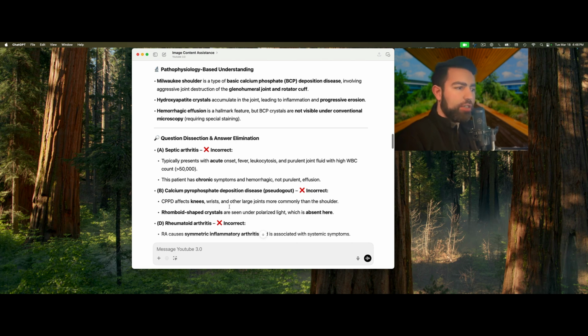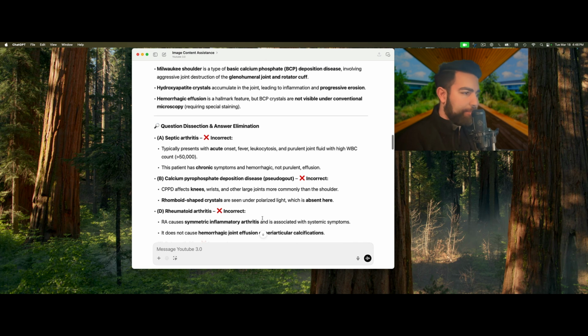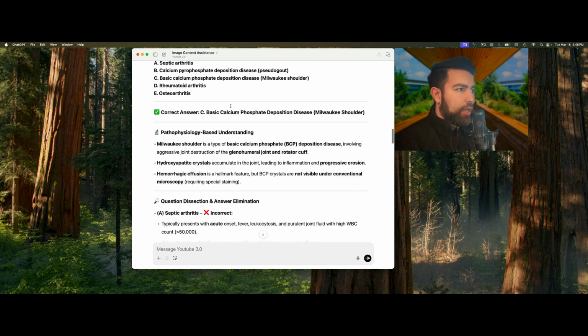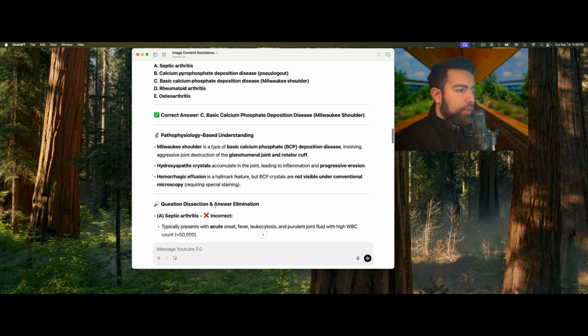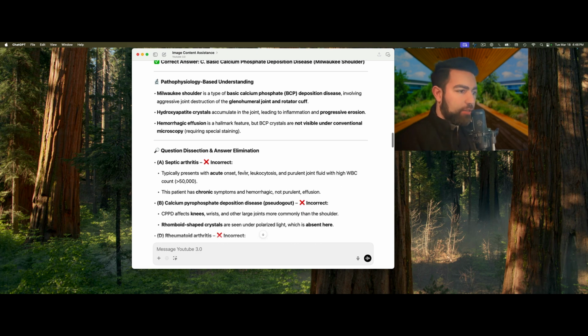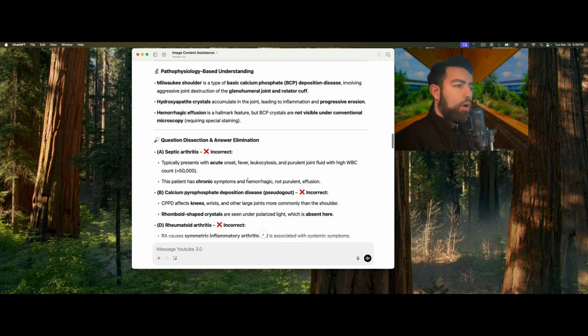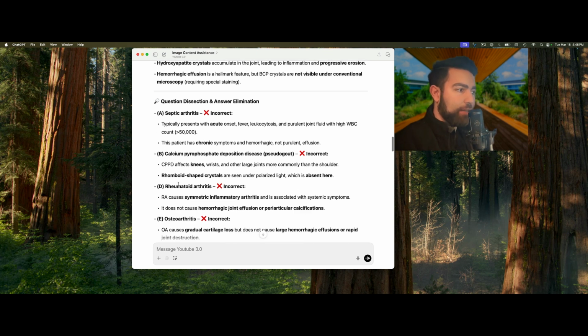The pseudogout or calcium pyrophosphate deposition, this would be incorrect. It does affect knees, wrists, and other large joints more commonly than the shoulder, as we know. And also, you may find the rhomboid-shaped crystals under polarized light, which are absent here. Another point that I would share is that the way that CPPD presents is more than just 4 months and then hemorrhage. I would say if pseudogout was going to present with such a destructive disease, it would have to be there for years to get there, at least based on my knowledge and understanding of medicine and cases I've seen.